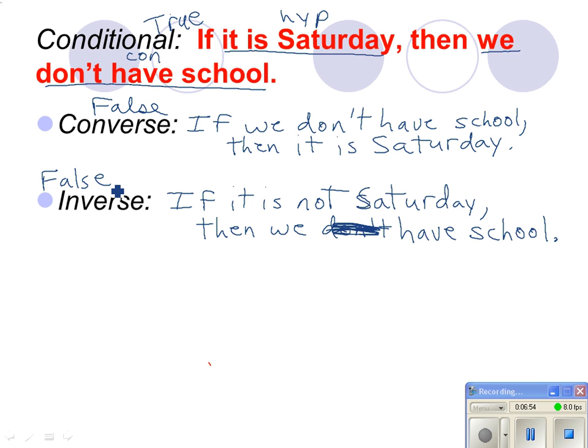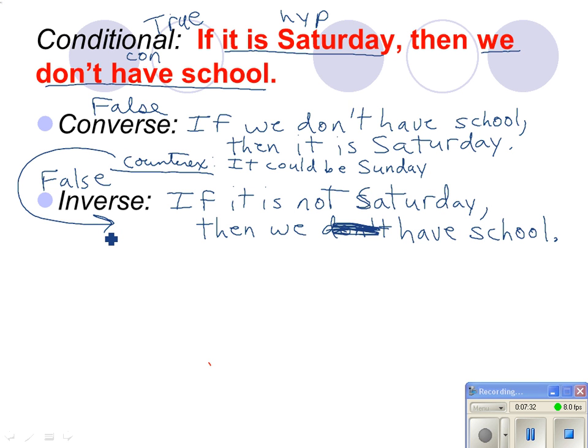And any time you give a statement that's false, you should be able to give a counterexample. So if I look back up here, we don't have school. So it's a day that we don't have school. Can we say it's Saturday? No. Counterexample, an example that shows that that statement's not always true, is it could be Sunday. We don't have school on Sundays either. Counterexample for this one, for the inverse, could be the same thing.